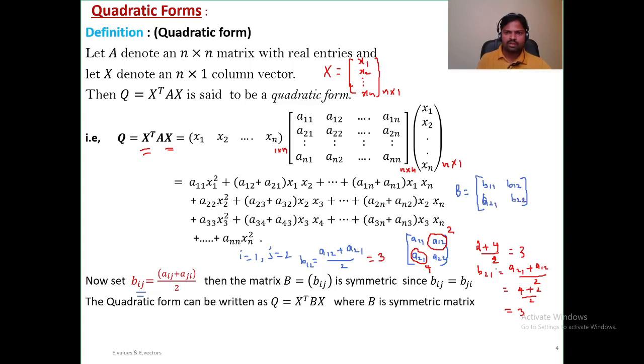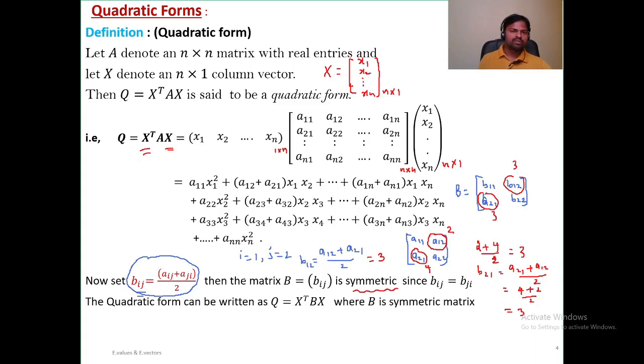In this, what am I getting? B21 is 3, so this value is 3, and the B12 value is also 3. So these two entries we are getting are the same. It is some sort of symmetric matrix, right? So the matrix Bij is a symmetric matrix. We are modifying the given matrix under this condition so that the matrix becomes symmetric. And the corresponding quadratic form will be X transpose B into X, where B is a symmetric matrix.